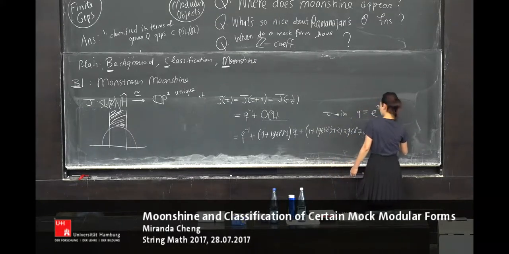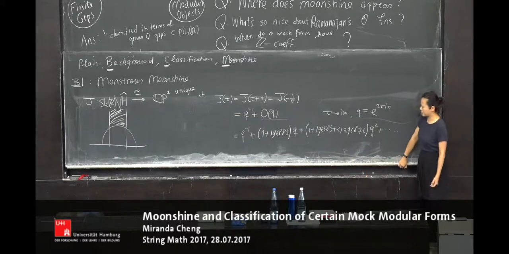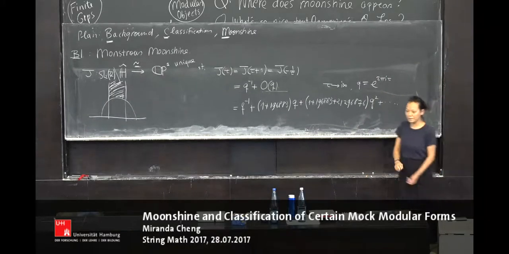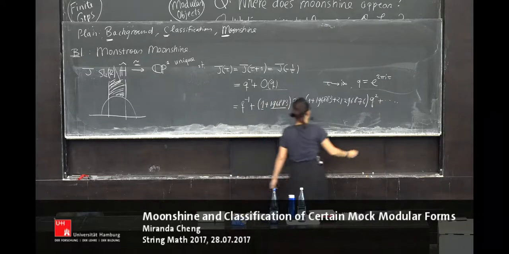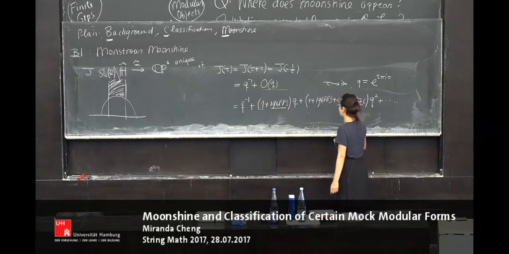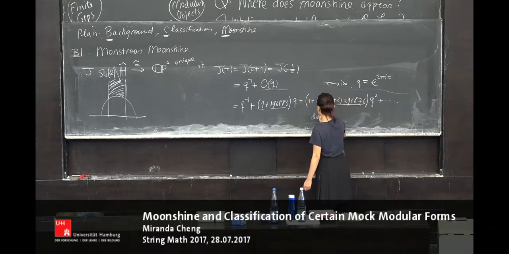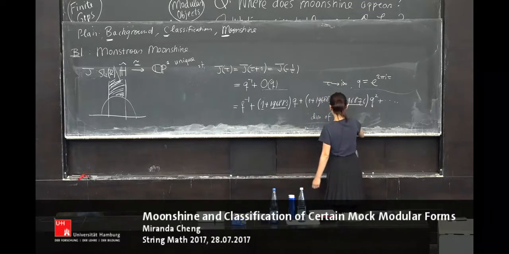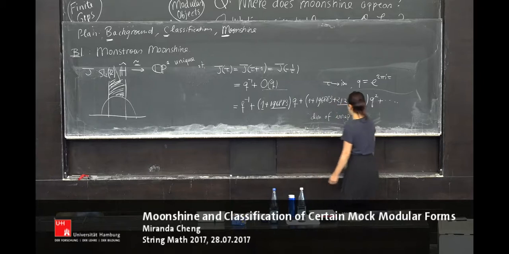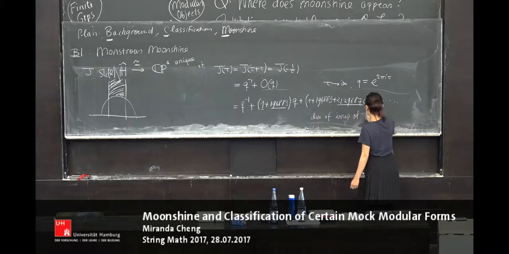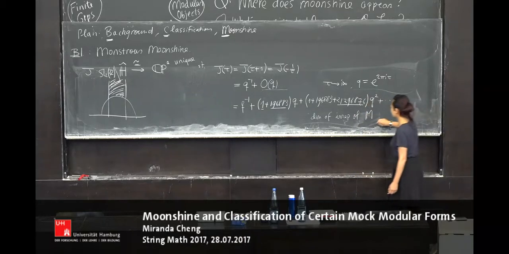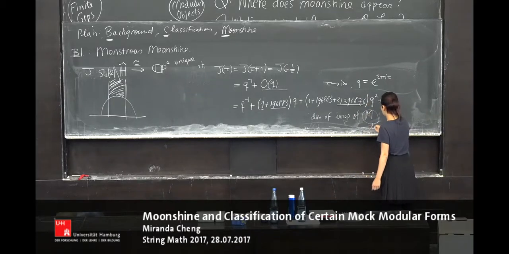And this is the third coefficient. We split it into three parts in this way. And why is the splitting nice? Because these three numbers are precisely the dimensions of the first three irreducible representations, ordered by size, of the monster group, which is the largest sporadic finite simple group.